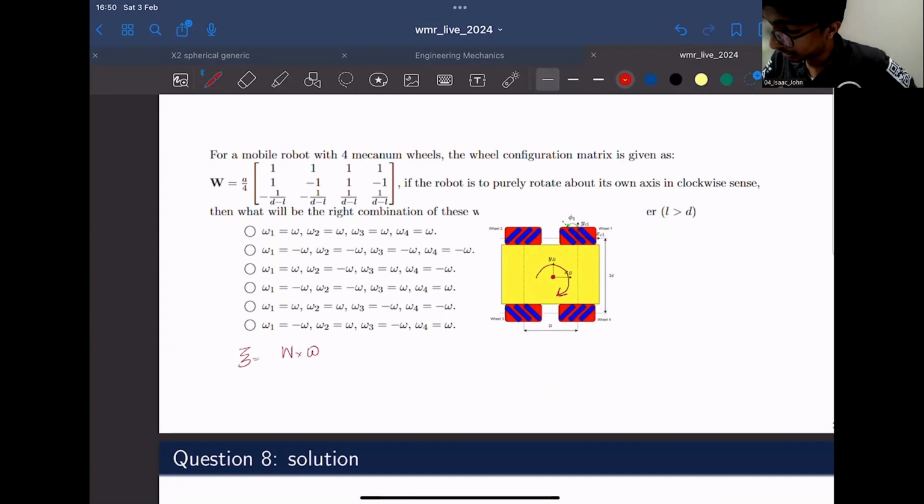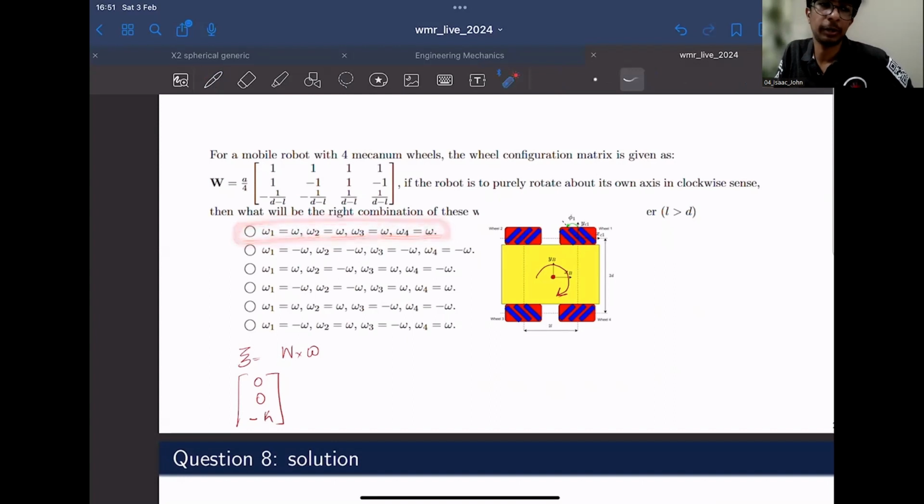Zeta will look like, since it is pure rotation, it'll be 0, 0. And since it is rotating clockwise, you will have a negative constant, maybe k. This is how your zeta vector would look like. And you have to select the right combination of omegas, omega 1, omega 2, omega 3, omega 4, such that W times omega will give you something similar to this. So out of these options, which will give you this option?